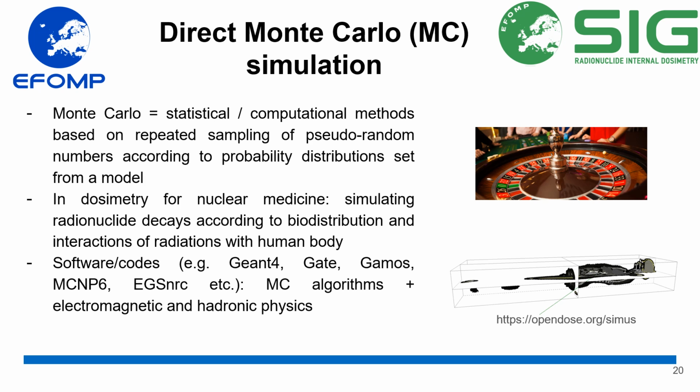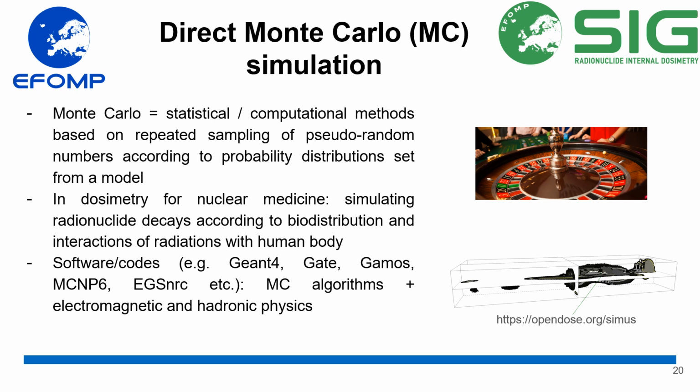Last but not least, the fourth and final dosimetry method is the direct Monte Carlo simulation. With this term, we refer to a series of statistical and computational methods based on repeated sampling of pseudo-random numbers according to probability distributions set from a model describing a phenomenon. In our field of nuclear medicine, Monte Carlo algorithms can be employed to simulate radionuclide decays and the interaction of their emitted radiation with the human body.